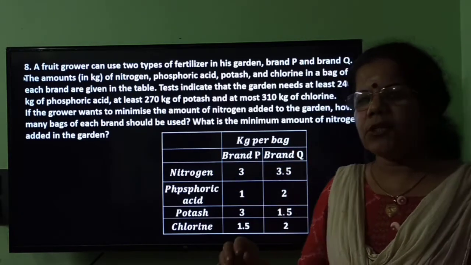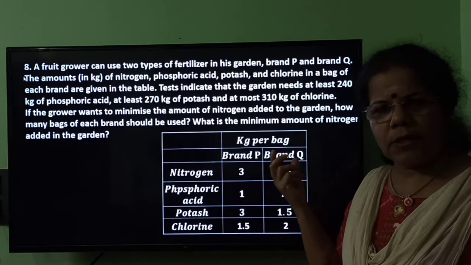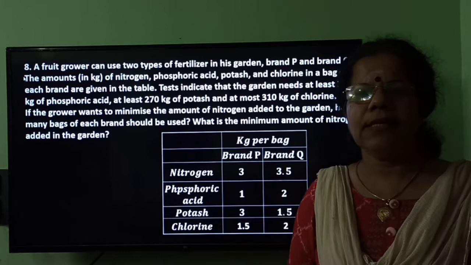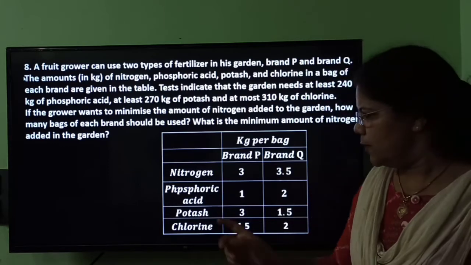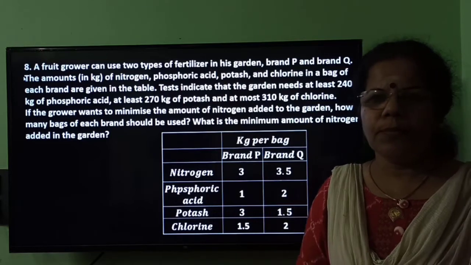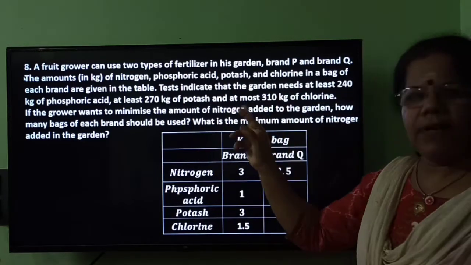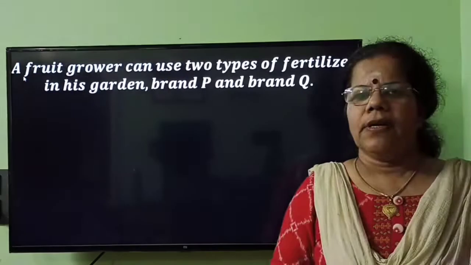Now he wished to mix some bags of brand P and brand Q to minimize the amount of nitrogen. To minimize the amount of nitrogen, he has to mix in such a way. And there are certain conditions. We'll take them one by one. Okay, now let us see.